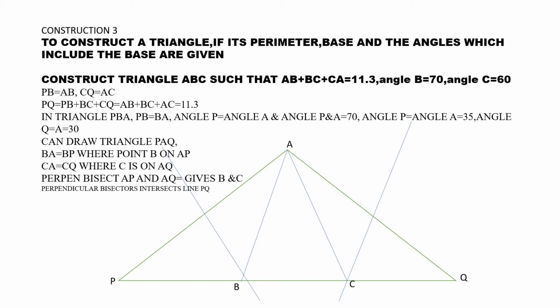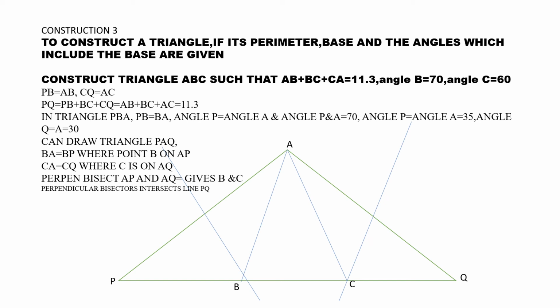If we construct a triangle such that the base is given, and the two angles which include the base are given, only the angles and the base will be there. But here the perimeter will be given. What do you mean by perimeter? The sum of the total sides of the triangle, that is the perimeter. How will you construct in that manner?